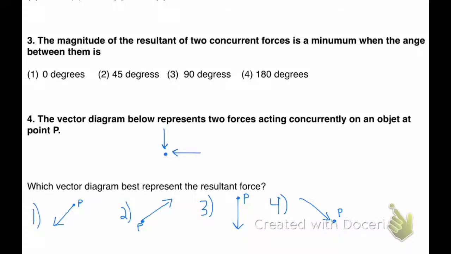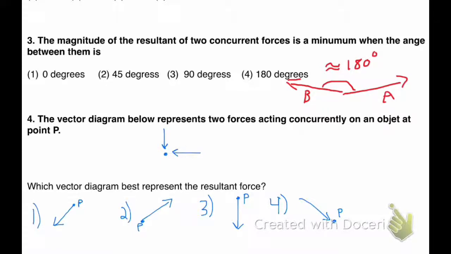Alright, now question number 3. The magnitude of the resultant of two concurrent forces is minimum when the angle between them is. Well, we discussed this in class yesterday. If we take two force vectors, we'll name this, let's say, A, and we'll name this B. The angle between them is approaching, or approximately, 180 degrees.